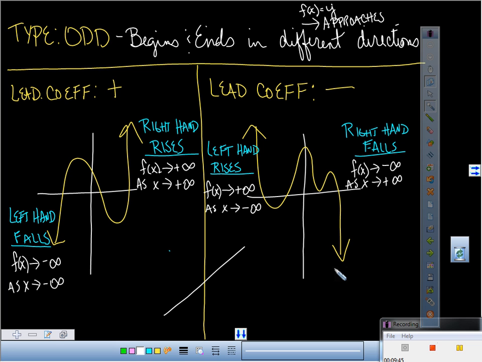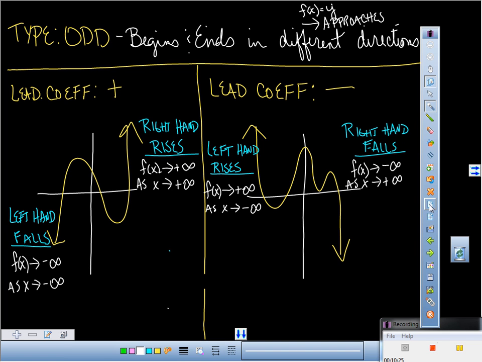Okay? What about this line? He's negative. He's going down. See, you've been talking about him. You just never really thought about him like that. It's true for every odd function. It doesn't matter if it's an x to the first, an x to the third, an x to the fifth, an x to the seventh. Doesn't make any difference. If he's an odd function, he begins and ends in different directions, and the sign of his leading coefficient tells his right-hand behavior, what he ends up doing at the end.